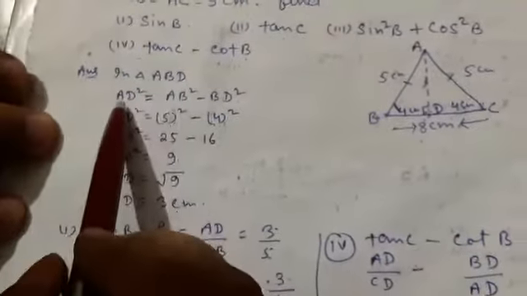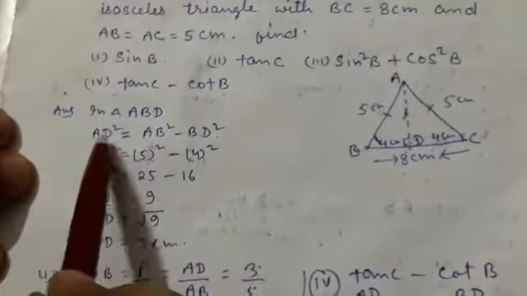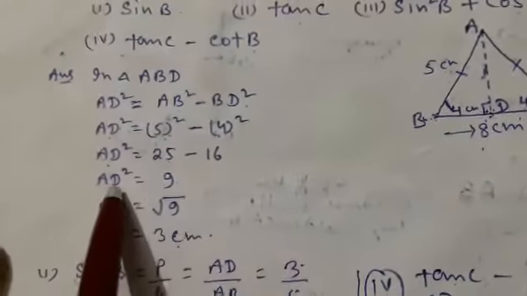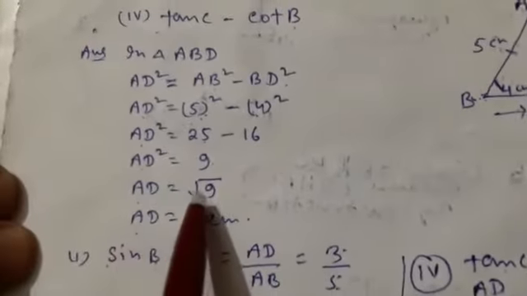Now let us find out AD square. In triangle ABD, in this smaller triangle ABD, AD square is equal to AB square minus BD square. So AD square is equal to AB, which is given as 5, square, minus this is 4 square. So AD square is equal to 25 minus 16. So AD square is equal to 9. So AD is equal to root over 9.